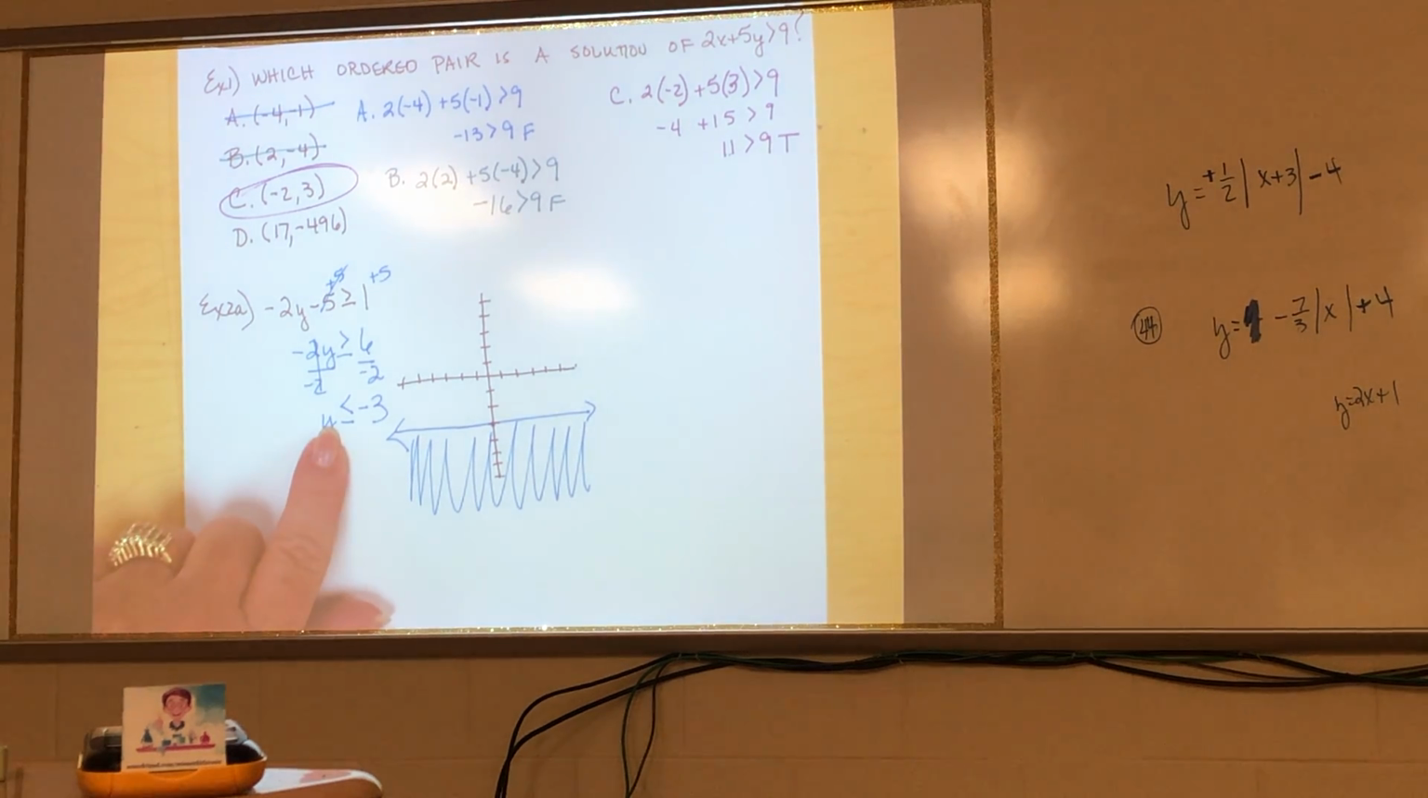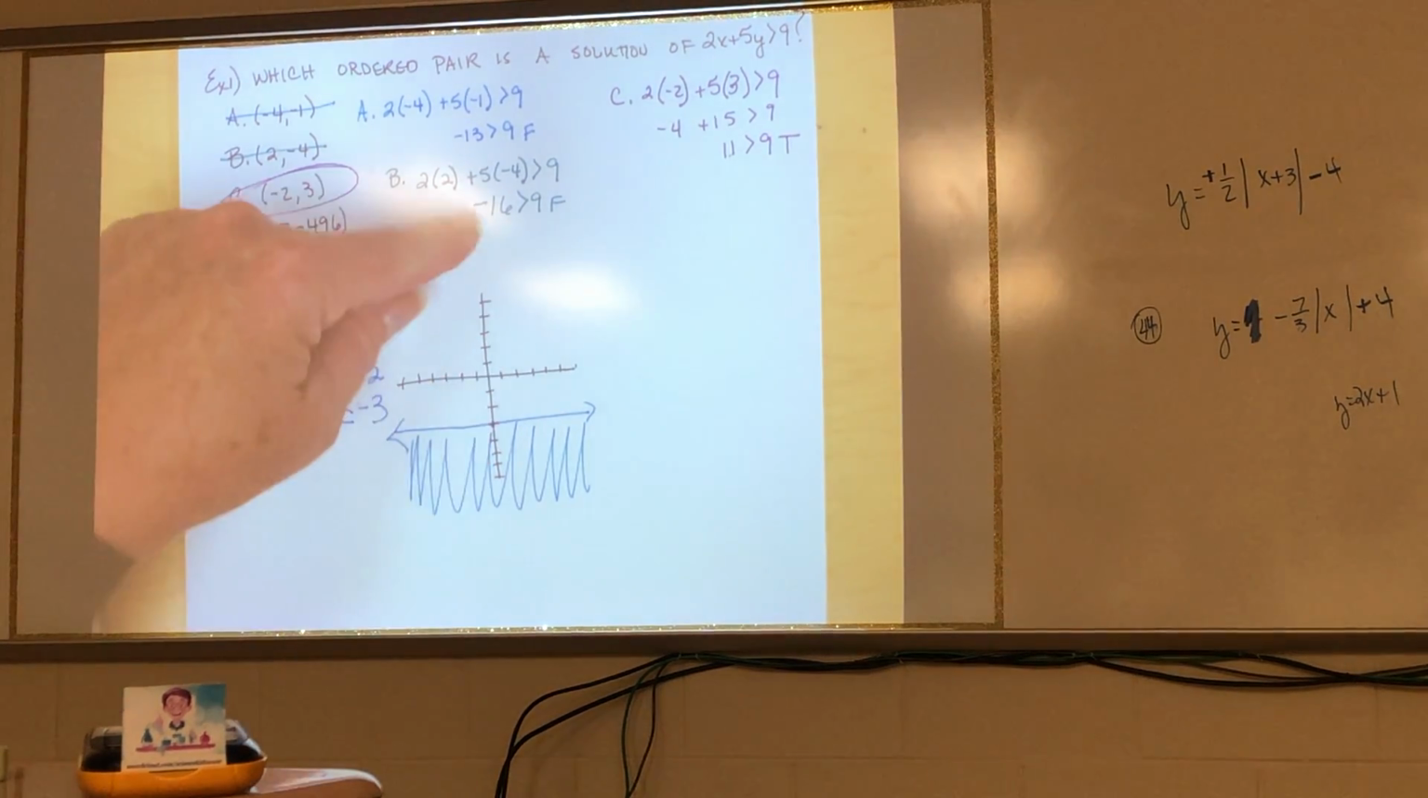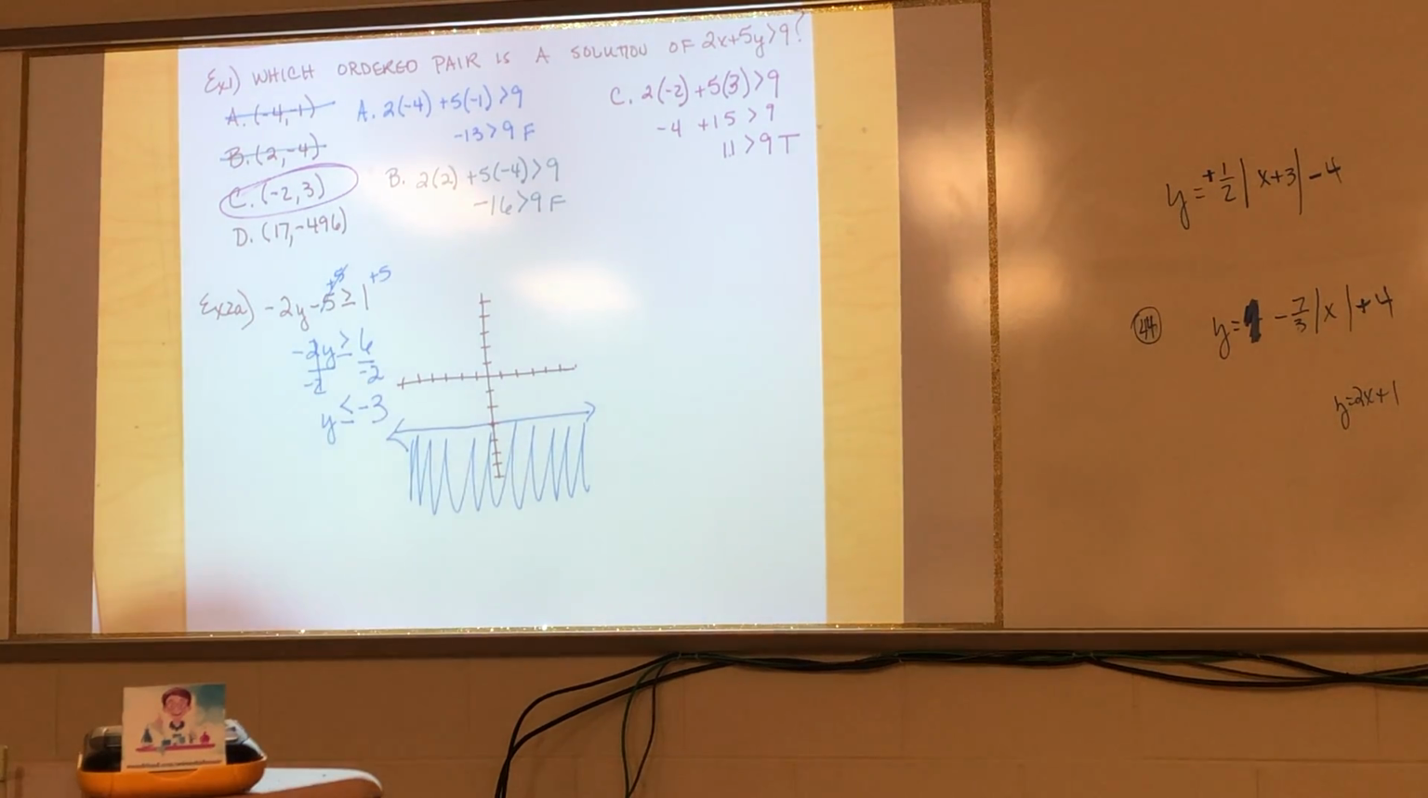I'm going to look at my inequality and ask what kind of y's are they asking for? I want the y's that are less than negative 3. It's either going to be above or below. So where are the y's that are less than negative 3? Would they be below the line or above the line? Below. Right. So that's how I know. And when it's a slanted line, I'm going to show you a good way to do it. Show you an easy way to do it.